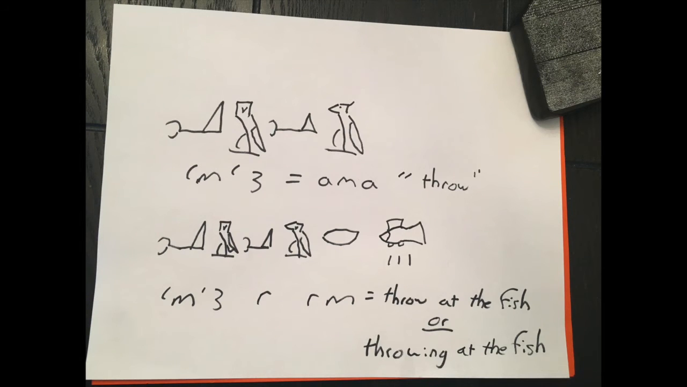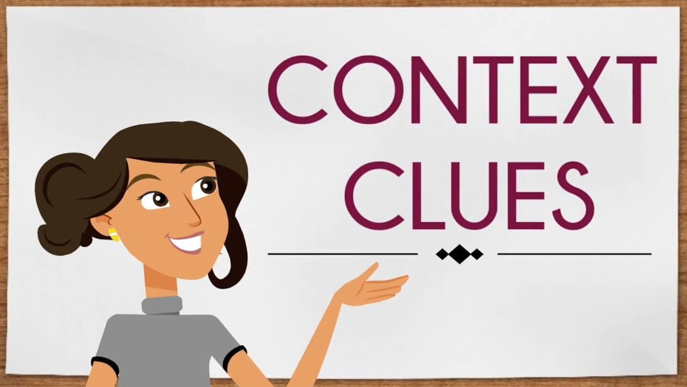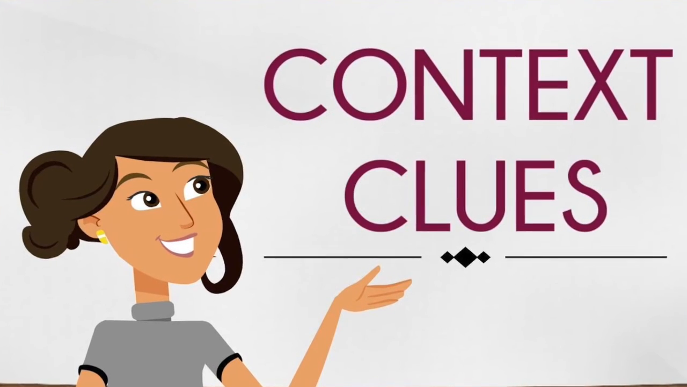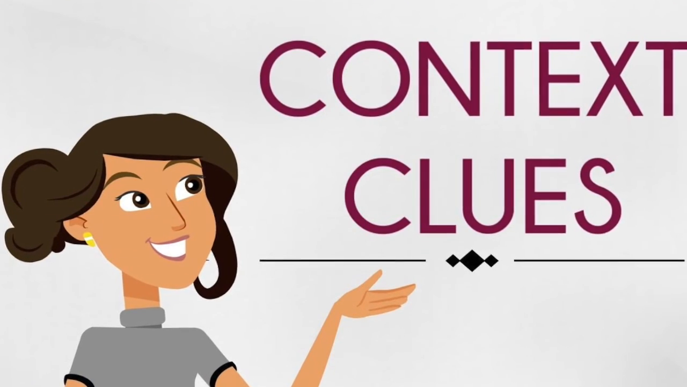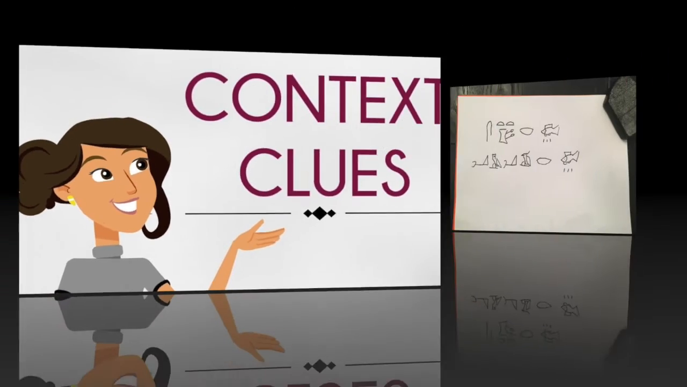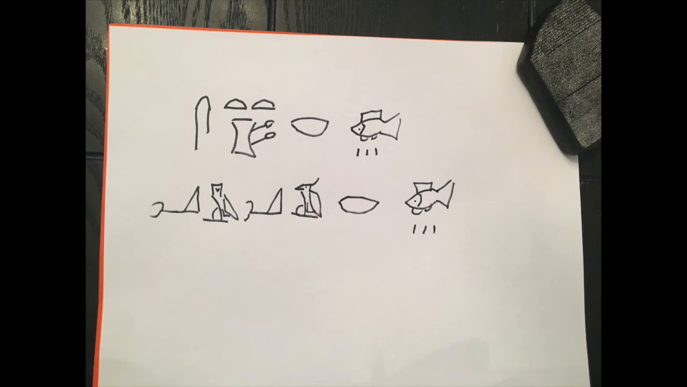But how do we know if this is throw at the fish or throwing at the fish? Because strong verbs don't get an extra T the way weak verbs do. So there's no clue to tell us what tense we're in. Well, there is a clue in the sense of context clues. Most likely, sentences aren't going to be isolated. So if you see 2 sentences together, in this case, we have st-ra-ram, ama-ra-ram. Spearing at the fish, throw or throwing at the fish.